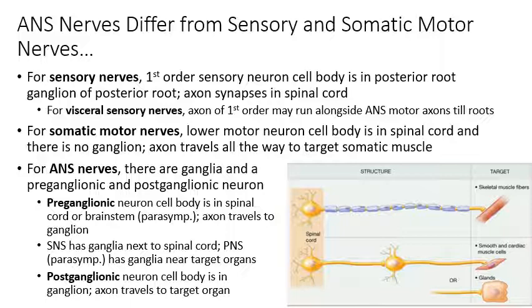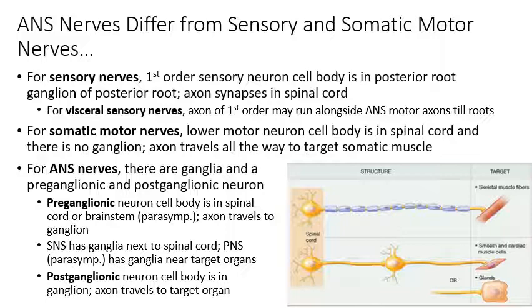For all nerves in the autonomic nervous system, you have two basic neurons that are participating in carrying that autonomic information from the central nervous system to the target organs that are being controlled by the autonomic nervous system. The first neuron is called the preganglionic neuron, and the second neuron is the postganglionic neuron.